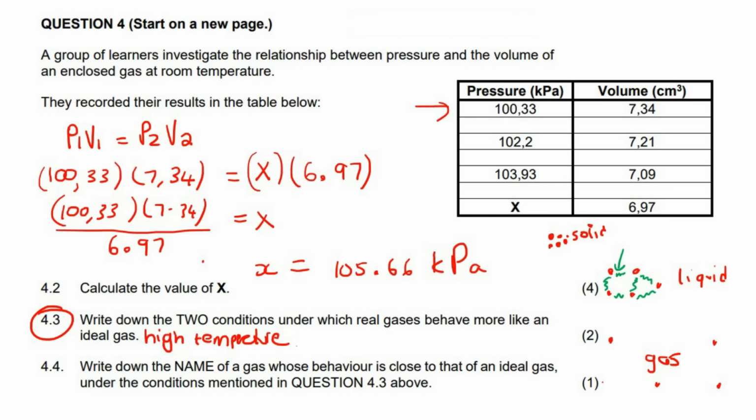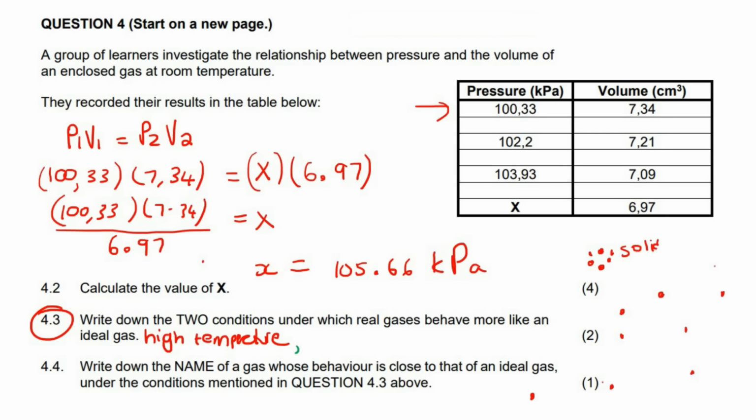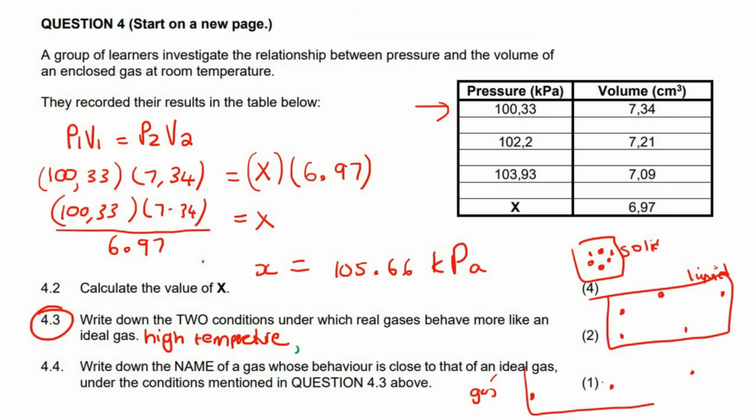The next thing we're going to talk about is volume. With solids, you see how they're very close together, so there's a very small volume. With liquids, they're a little bit further apart, and with gases, they're very far apart. So there's your solid, your liquid, and your gas. Gases do well when there is low pressure and high volume.